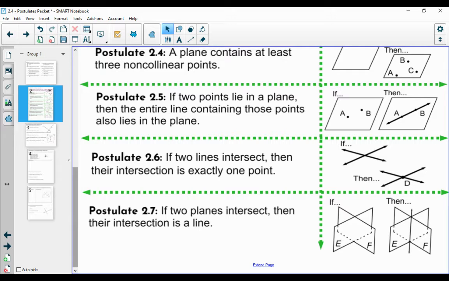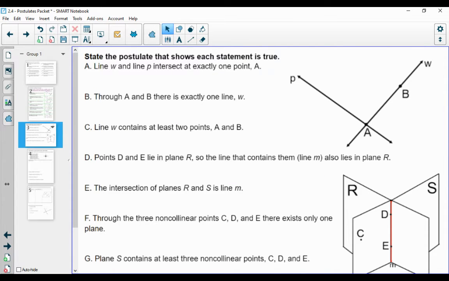All right, now we're going to go ahead and find some examples of each of these postulates. So looking at some pictures, I want to state the postulate that shows each statement is true. Statement A: line W and line P intersect at exactly 1 point A. So my postulate would be that where two lines intersect, there is exactly 1 point.